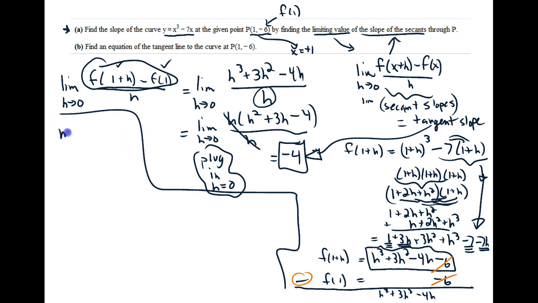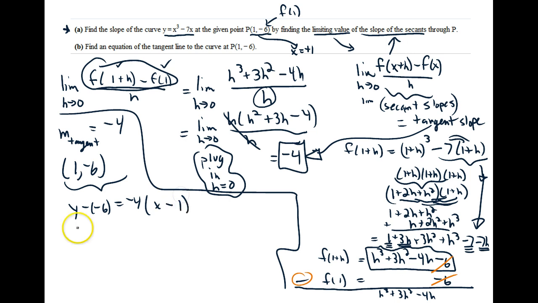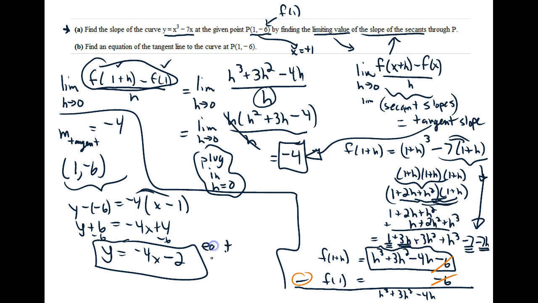So now that we have the slope of the tangent, and we have a point, we'll just go into algebra class and put these together using y minus y1 equals m times x minus x1. Y plus 6 is negative 4x plus 4. Take away 6. Y is negative 4x minus 2. That's the equation of the tangent line. This is the slope of the tangent line.